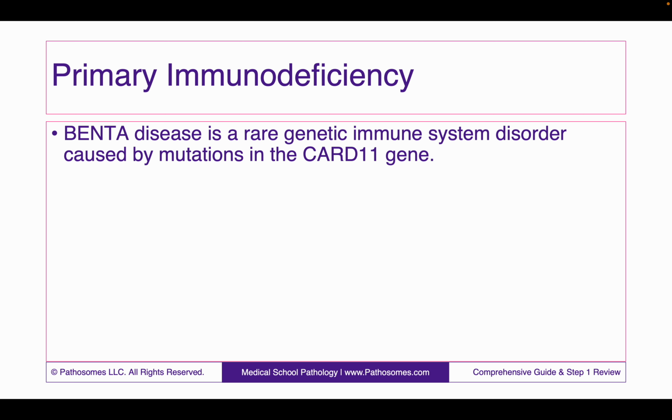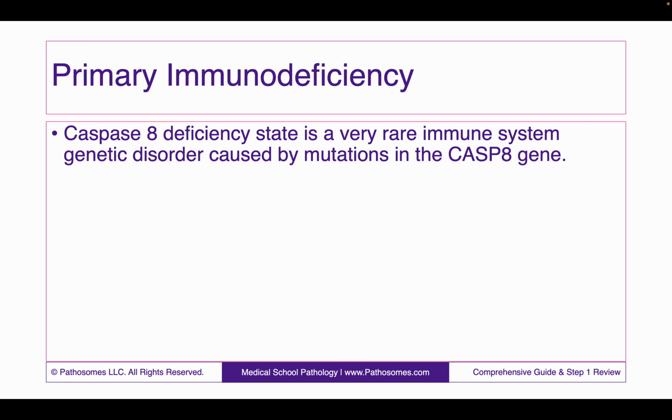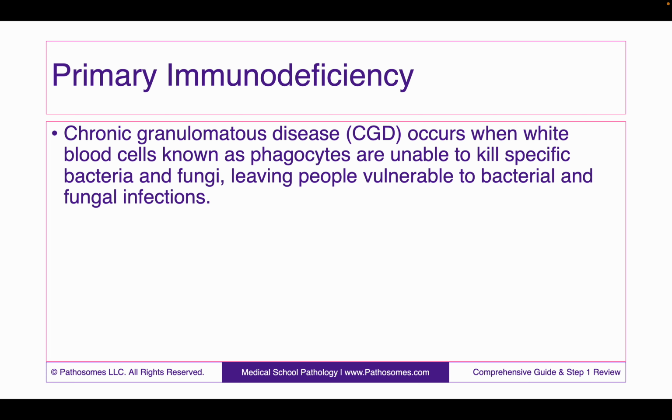Benta disease is a rare genetic immune system disorder caused by mutations in the CARD11 gene. Caspase 8 deficiency state is a very rare immune system genetic disorder caused by mutations in the Caspase 8 gene. Chronic granulomatous disease occurs when white blood cells known as phagocytes are unable to kill specific bacteria and fungi, leaving people vulnerable to bacterial and fungal infections.